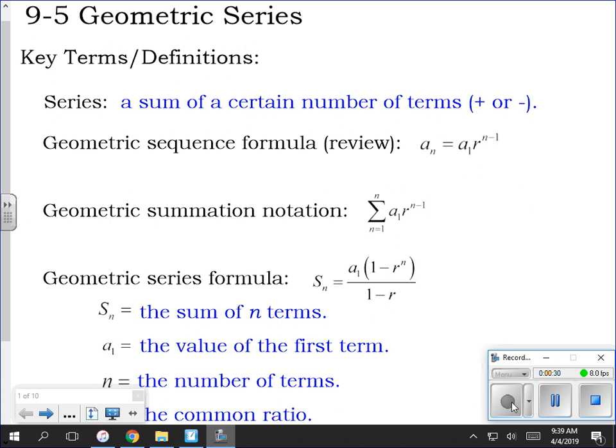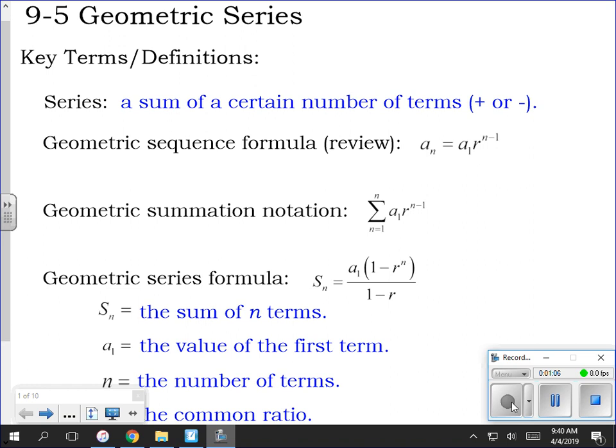Geometric sequence formula review. We've used that one before. We're using r. We will use this again today to find certain values, to be able to write it in other notations. Geometric summation notation. Same idea as the arithmetic one. We're going to use this either to come up with our formulas, to come up with our totals, or we're going to write it like this, in which case we're going to have to write the formula.